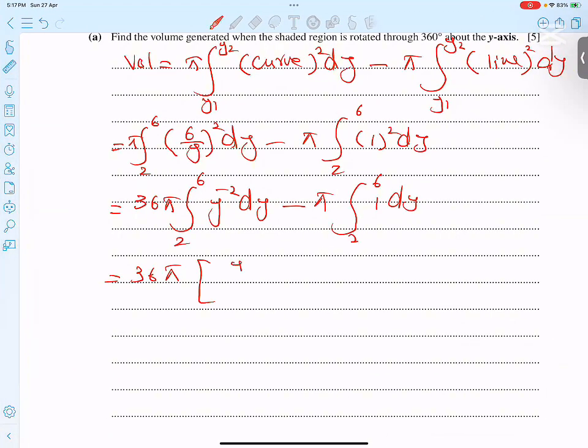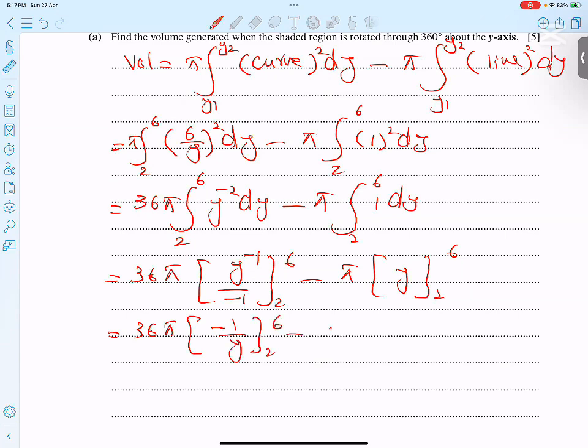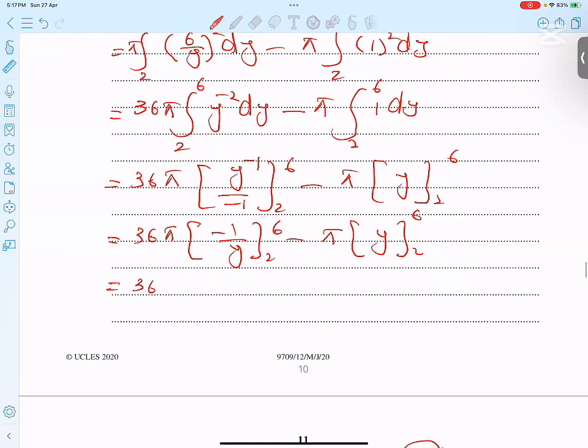Increase the power by 1, divided by the same. Here y. Okay, now reshuffle. How to write it? 36 pi, and this negative 1 over y, because the power must be positive. Upper limit minus lower limit. When I apply the upper limit, I got negative 1 over 6 minus the lower limit negative 1 over 2. And here, not a hard job, 6 minus 2. Here, do carefully, negative 1 over 6 and plus 1 over 2. I got 1 over 3.